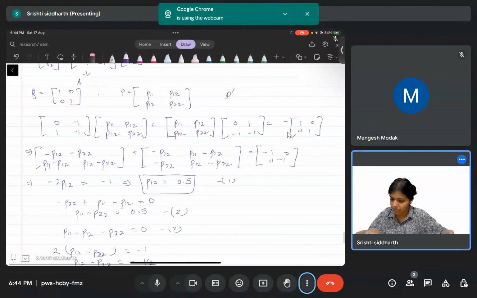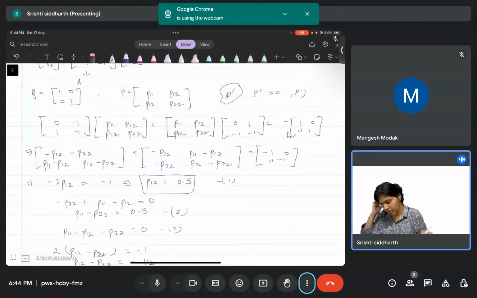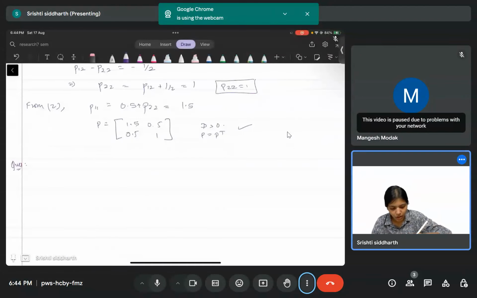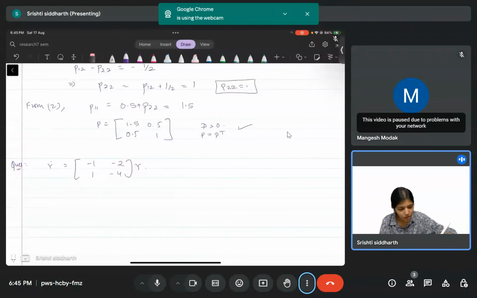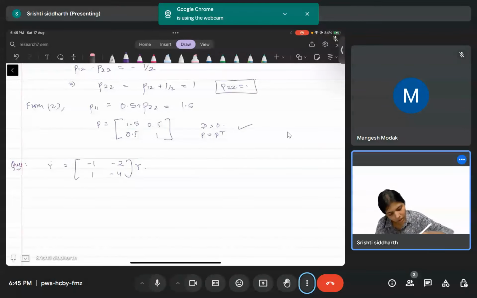Now let's see the question. Okay. So now the variable is y, so y1, y2. So that is minus 1, minus 2, 1, and minus 4, minus 1. Then just for simplicity, choose this as the identity matrix and find the solution for this.